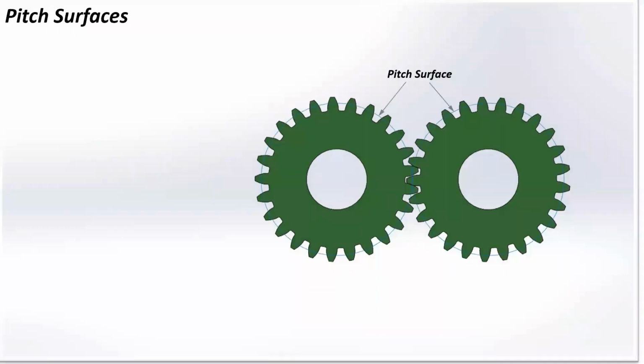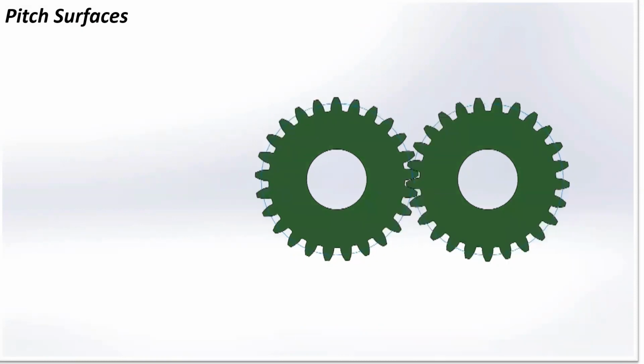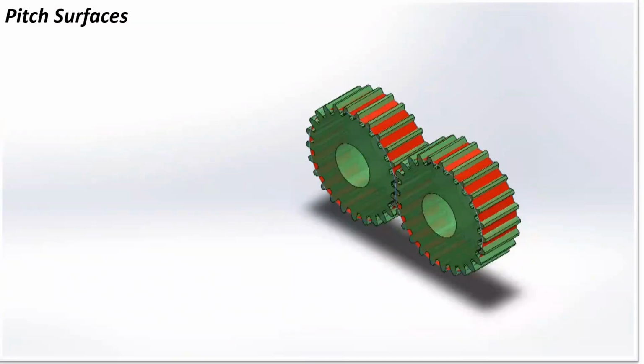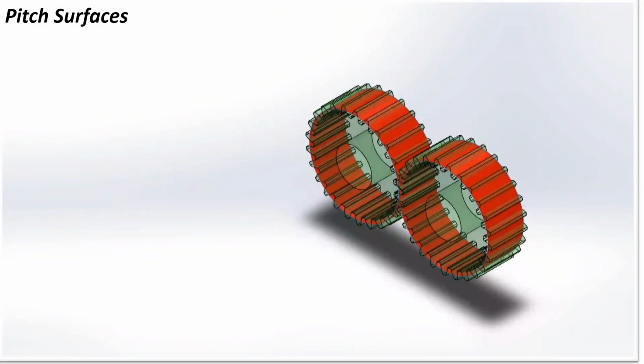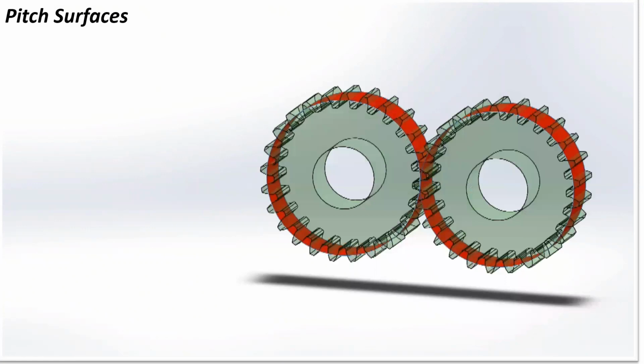Pitch surfaces. Imaginary cylindrical surfaces having a straight line contact which will appear as a point in the front view. These imaginary cylindrical surfaces roll together without slipping and have the same velocity ratio as the actual mating gears, which means if the actual mating gears are replaced by these imaginary pitch surfaces, the velocity ratio will remain the same.